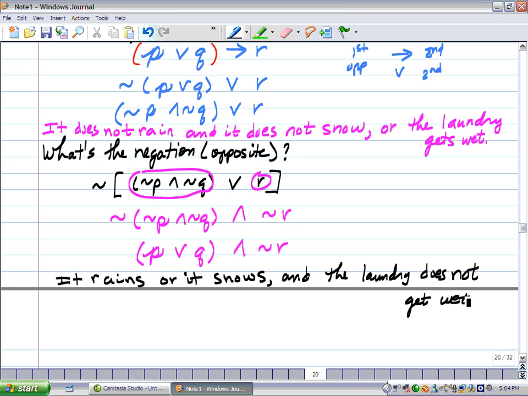Sometimes in English, if we're surprised by something, we use a different word for and. We use the word but. So but is just and with a little bit of surprise. It rains or it snows, but the laundry does not get wet. So it's the same thing as the and. So you can use the fact of the if-then being equivalent to the opposite of the first one or the second one, and De Morgan's laws to rewrite many of these statements.